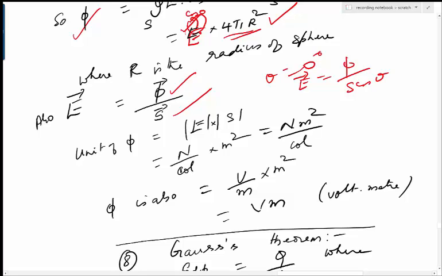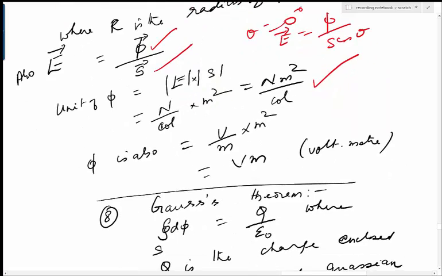Here S is the area that is studied, and the integral of ds cos theta gives S cos theta. The unit of phi will be Newton per Coulomb into meter squared. Even if cos theta comes there, it has no unit, so it will be Newton meter squared per Coulomb. Instead of Newton per Coulomb, I can write it as volt per meter, and volt per meter into meter squared will be volt meter. This volt meter is different from the voltmeter that you use for measuring. The measuring voltmeter is a meter; this is volt meter. This is one unit and that is another unit.